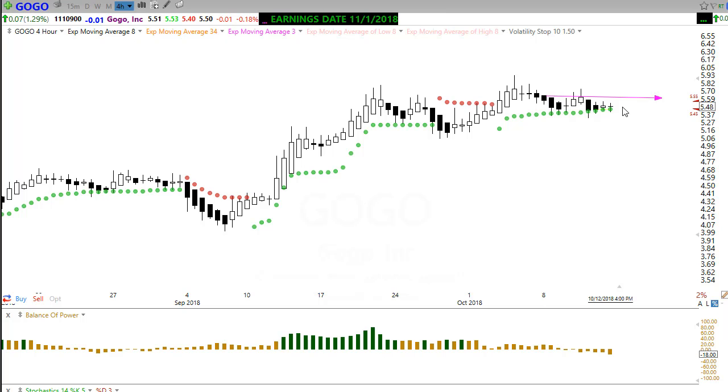Al, anytime you look at two different charting packages at the same time, the way each company does their calculations of everything could be slightly different. That's going to change your volatility stop. So my recommendation is just use one charting platform. Pick one.